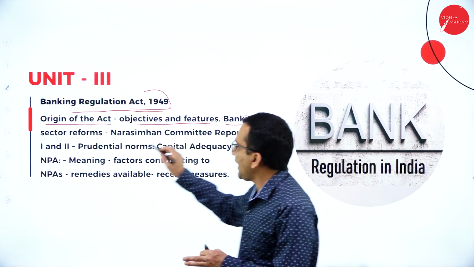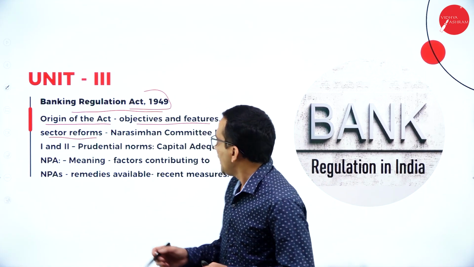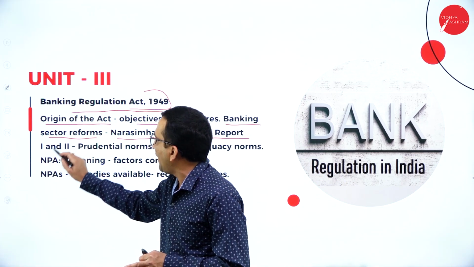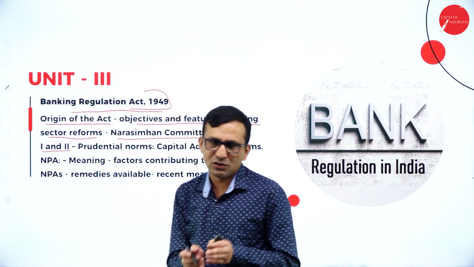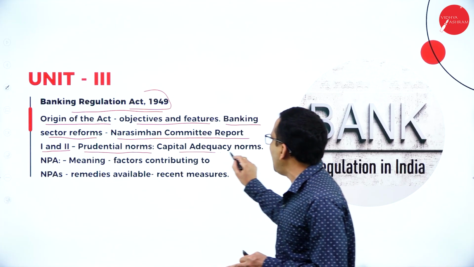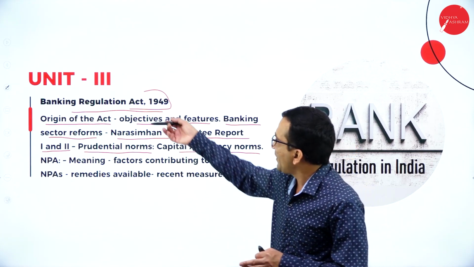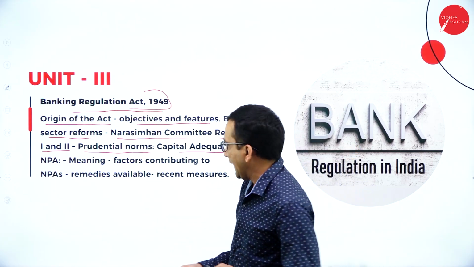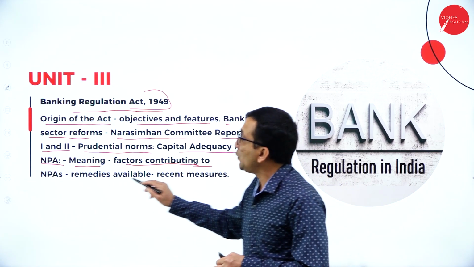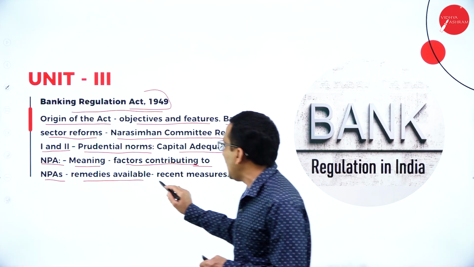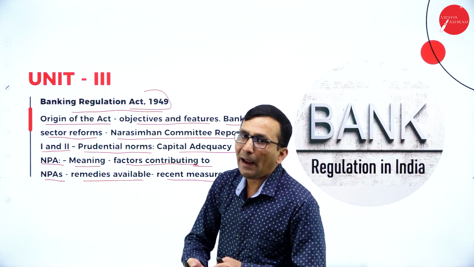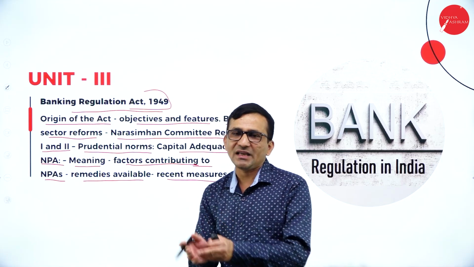And the banking sector reform, and Narasimha committee report which is related to banking. Reports 1 and 2 we are going to study, and prudential norms, capital adequacy norms, which come under the Banking Regulation Act, and NPA, so meaning and factors contributing to NPAs. Remedies available for recent measures. So based on the act amendment which is passed by the banking activity.